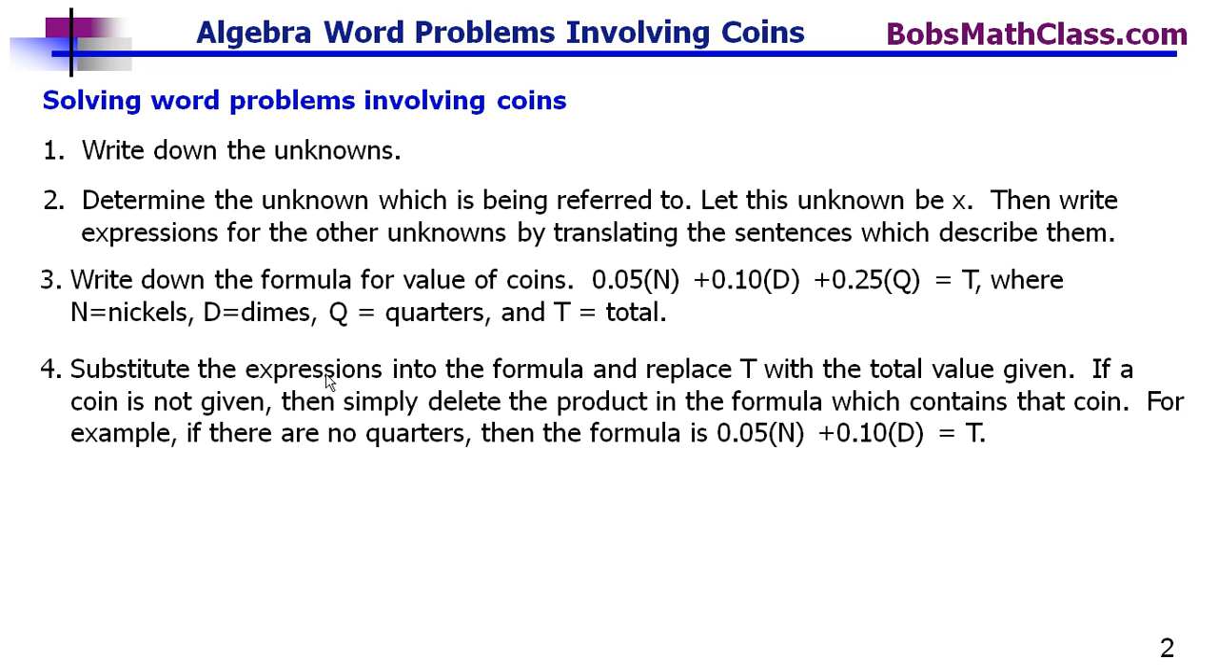Number 4, substitute the expressions from step 2 here. Substitute the expressions into the formula and replace t with the total value given. If a coin is not given, then simply delete the product in the formula which contains that coin. For example, if there are no quarters, then the formula is 0.05 times n plus 0.10 times d is equal to t. So there's no quarters, we simply delete this part of the equation. If there's no nickels, we delete this part of the equation.